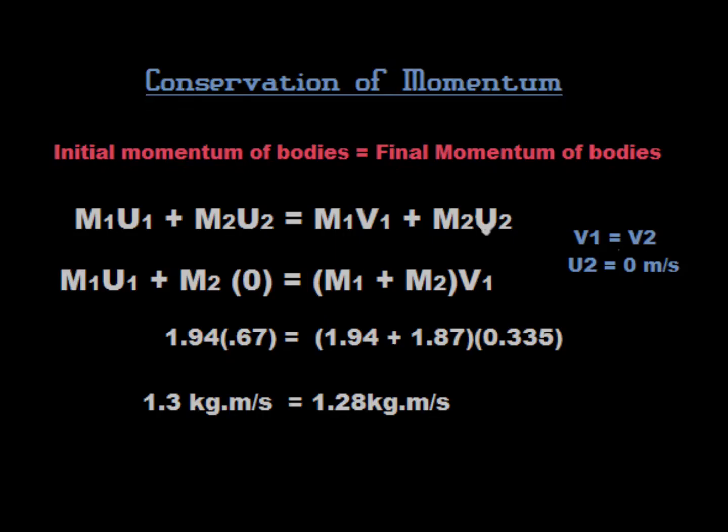As we learned, the initial momentum of bodies equals the final momentum of bodies after collision, and as trolley 2 is at rest, its initial velocity is 0 meters per second, and when the bodies combine and stick, their velocity is the same. Therefore, v1 equals v2. After the calculations, it can be seen that the total momentum before collision equals the total momentum after collision.